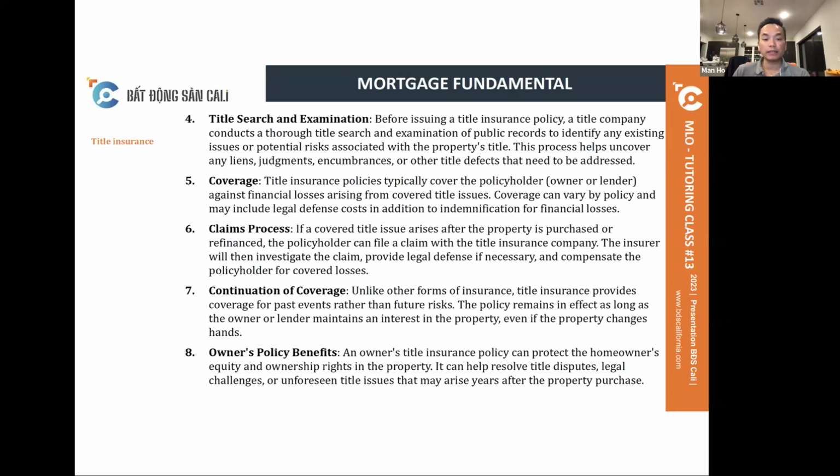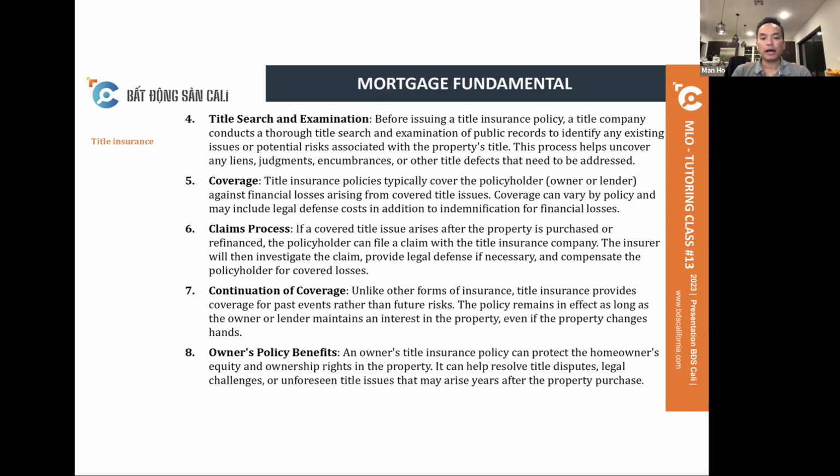Coverage. The title insurance policy typically covers the policyholder, which is the owner, the new owner, or the lender, okay? Claim process. If a covered title issue arises after the property is purchased or refinanced, the policyholder can file a claim, meaning the new owner can file a claim or the lender can file a claim with the title insurance company, right? The insurer will then investigate the claim, provide legal defense if necessary, and compensate the policyholder for the loss, okay?